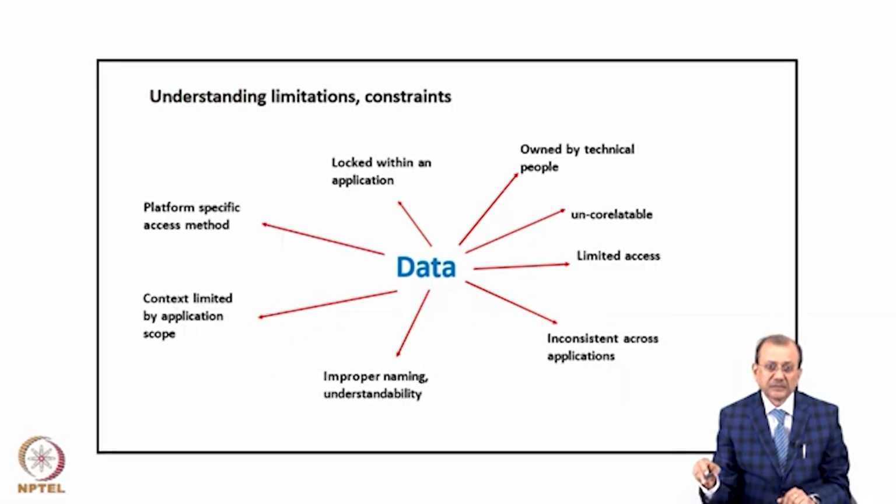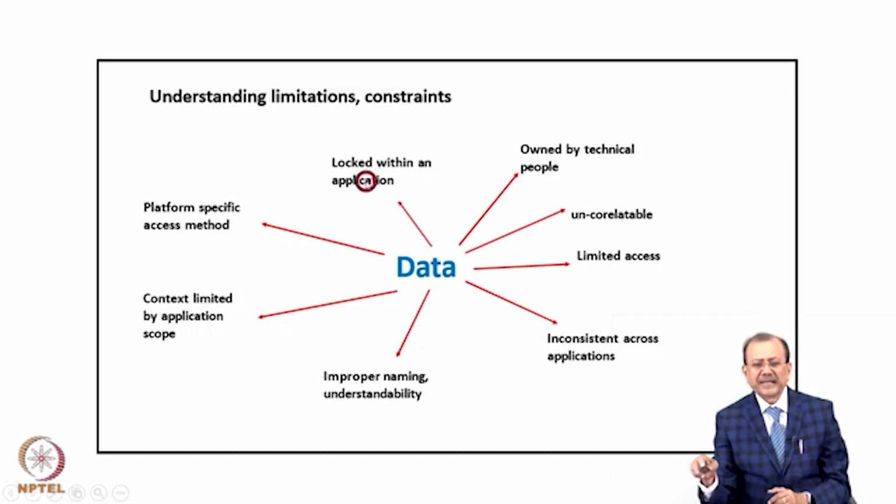Here there are certain limitations and constraints which have been realized or observed, which are very important to know before we go for any framework or any policy. Like data is locked within an application. Suppose you have data which you would like to use in some other application, but this application is built in such a way that it allows use only within its own application. Like suppose there is data in SAP R3 or enterprise resource planning, but there is another application in the company which wants to make use of this data, but it's not allowing. How do you access that? That is another problem.